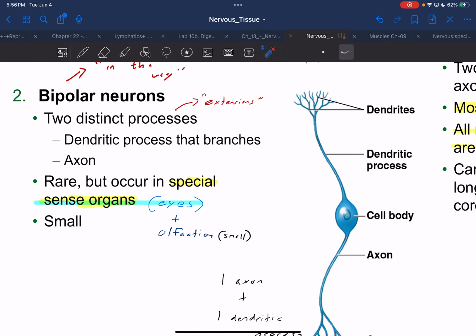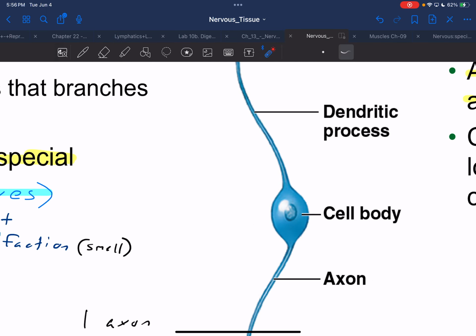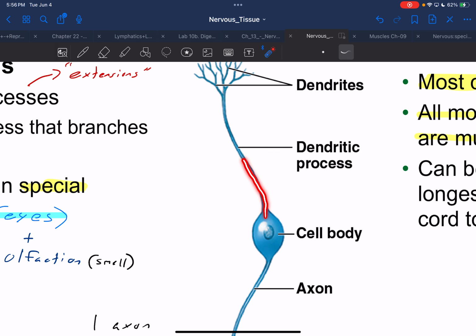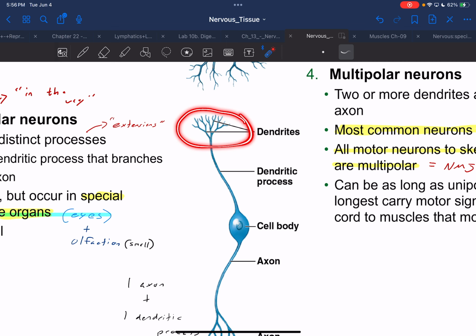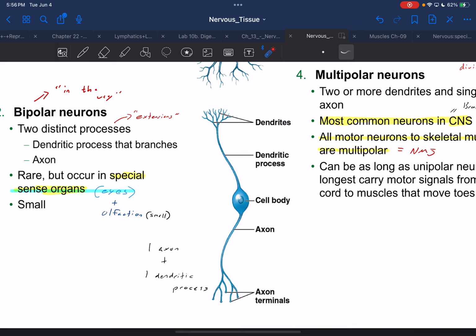Bipolar neurons are going to have two ends to them. And you can see that to the cell body, it has two connections, one that leads to the cell body, one that goes away from the cell body, and you can see that they still have directions. Dendrites receive, but there's a difference. The dendrites are not on the cell body. They are on this little process, on this little extension, and that's what makes them different.